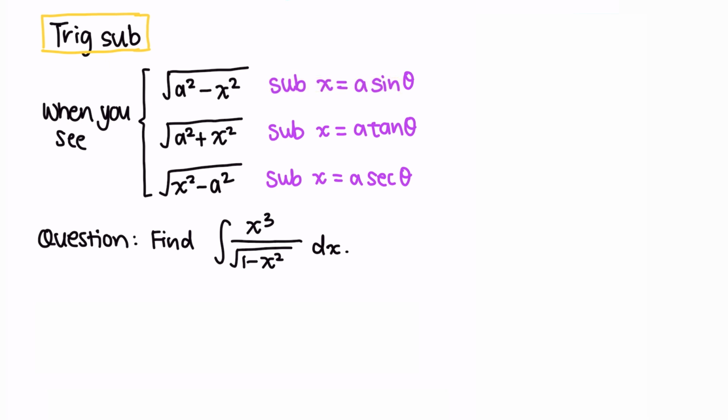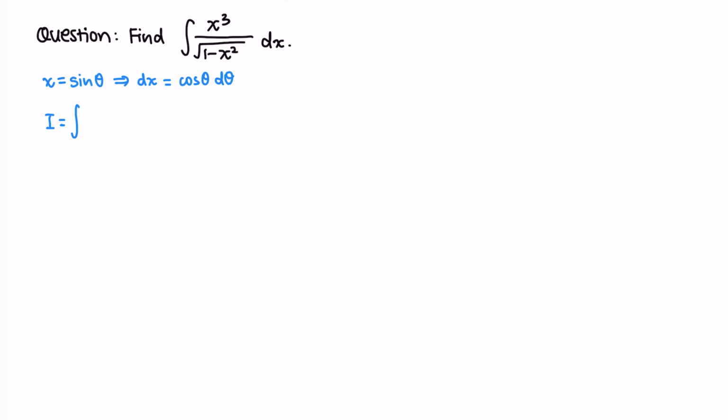It's not immediately clear if we can use a u sub. So for trig sub, what we want to do is take x equals sine theta, and we will do dx over d theta equals cosine theta. So this is just dx equals cosine theta d theta. So for trig sub, we are replacing the dx with something in terms of d theta. Okay, let's start. Let's replace everything with theta. So this becomes sine cubed theta over square root 1 minus sine squared theta. And then we replace dx with cosine theta d theta.